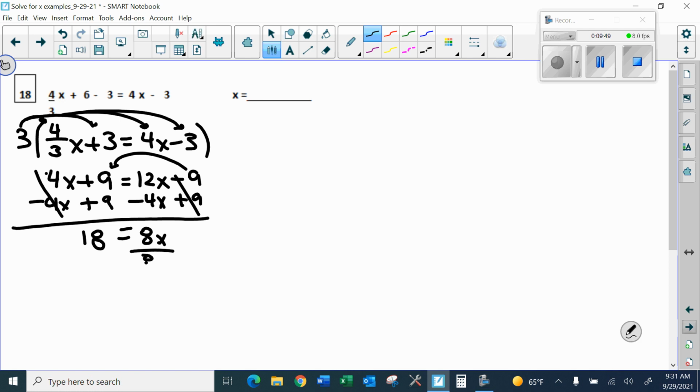Divided by 8. Now, can I leave it like that? No, I cannot, because it simplifies. I divide, the GCF of 8 and 18 is 2. I divide each by 2 and I get 9/4. And there's my answer. Okay, so that explains every type of problem you've got there.